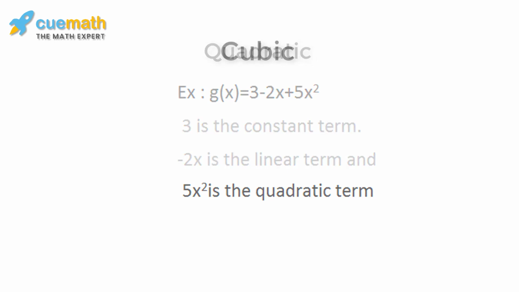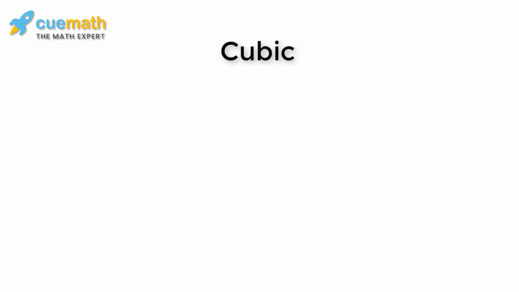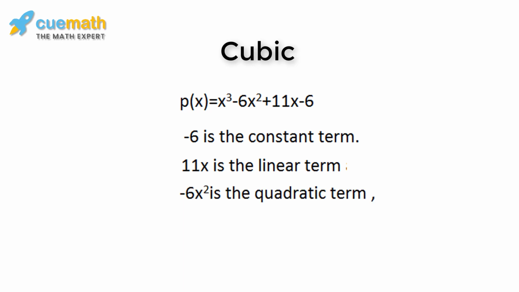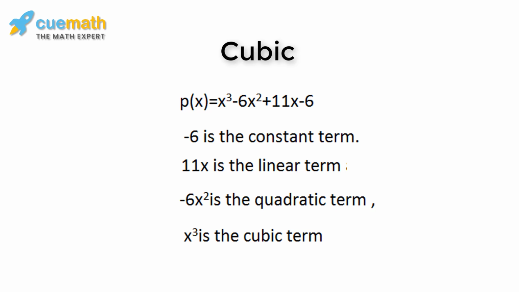The next category is the cubic polynomial category, in which the degree of the polynomial is 3. For example, p of x equals x cubed minus 6x square plus 11x minus 6, where negative 6 is the constant part, 11x is the linear part, negative 6x square is the quadratic part, and x cube is the cubic part. And we see that the degree of this polynomial is 3.